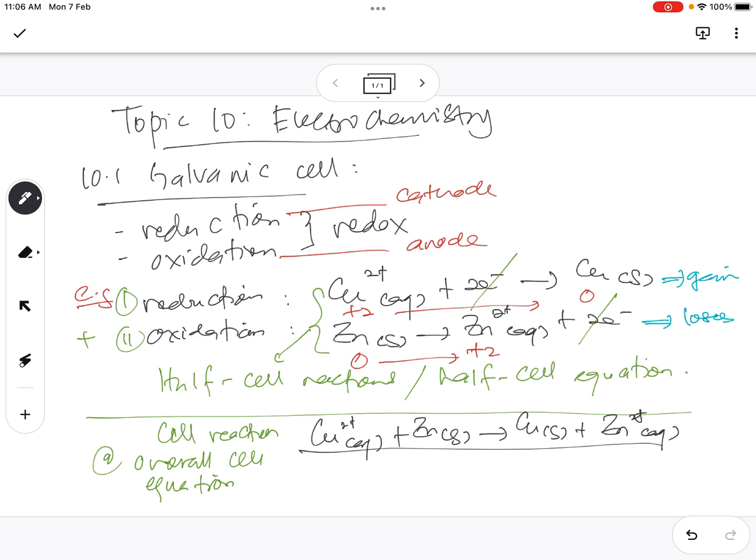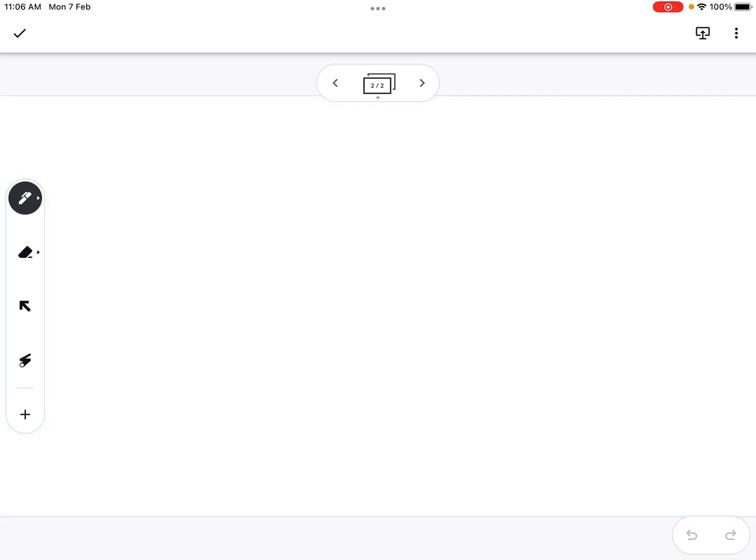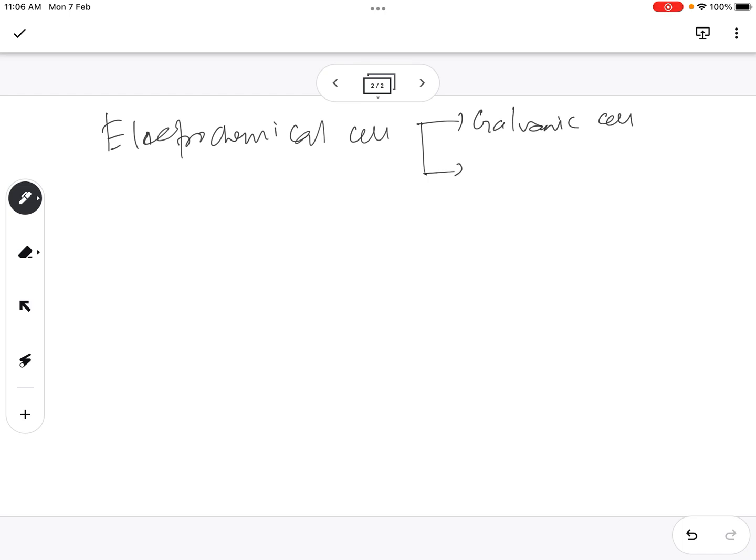Alright, next kita pergi kepada slide seterusnya. Okay. Anda boleh refer pada nota juga. Kita ada dua jenis electrochemical cell. We have two type of electrochemical cell. Two type. Okay. The first one is called galvanic cell. The second one is called electrolytic cell. Okay. So our focus now will be on galvanic cell.